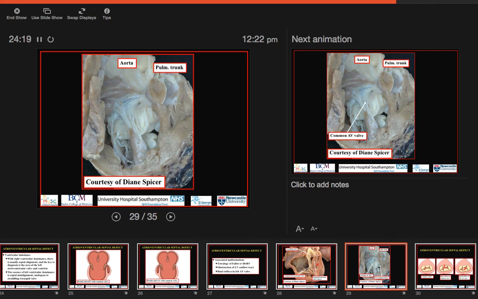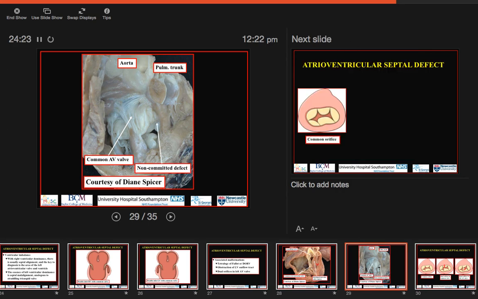Here's the situation where we have double outlet right ventricle in association with atrioventricular septal defect, putting the defect in a non-committed position.